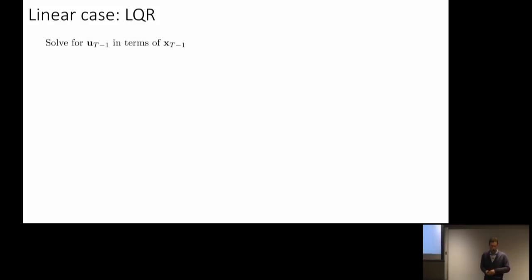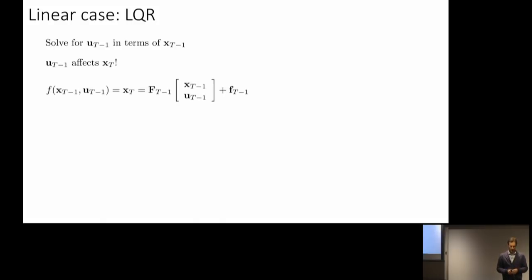So now, if we want to solve for the previous time step u t minus 1, we can do so in terms of x t minus 1 by leveraging our value function, because our value function tells us the influence that x capital T has on the cost. So u t minus 1 affects x T, and the way that it affects it is through the dynamics, right? So x capital T is equal to our linear dynamics times the vector of x t minus 1 and u t minus 1 plus the vector lowercase f t minus 1. That's just the definition of our linear dynamics.